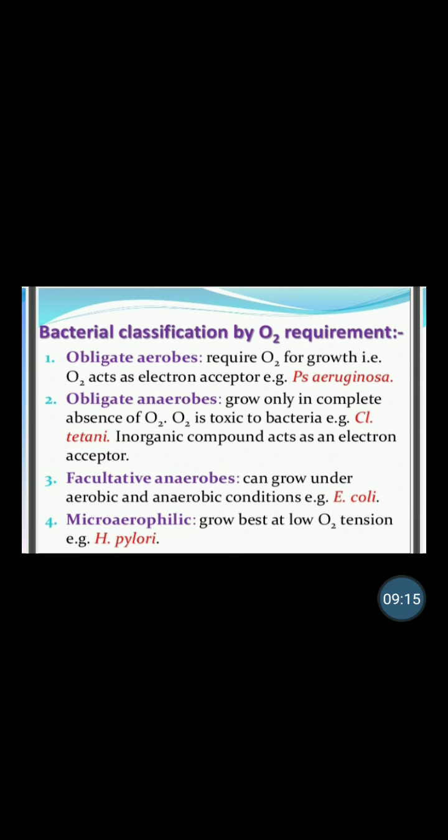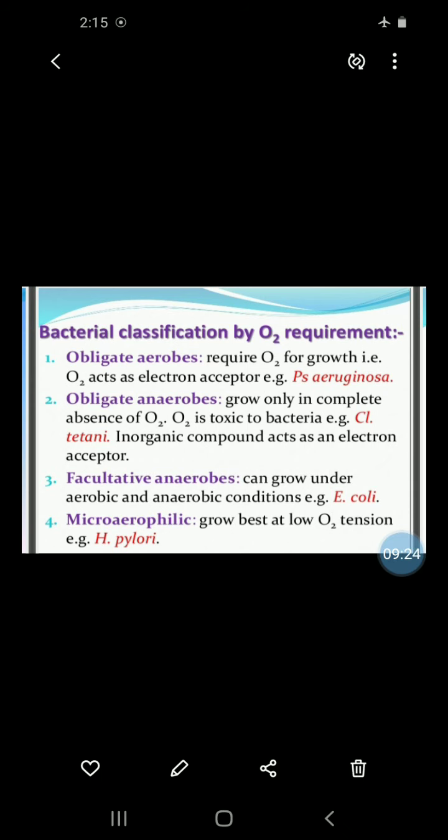They grow only in complete absence of oxygen. That is, O2 is toxic for these bacteria. For example, Clostridium tetani. In obligate anaerobes, inorganic compounds act as the electron acceptor.